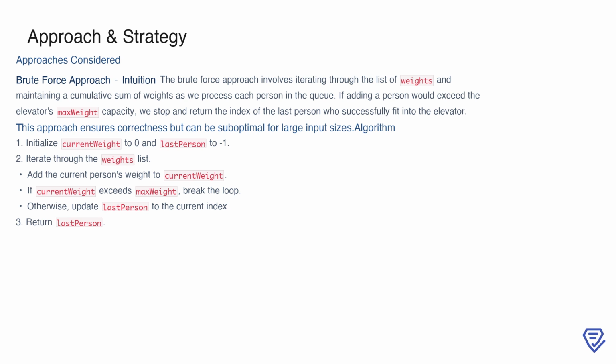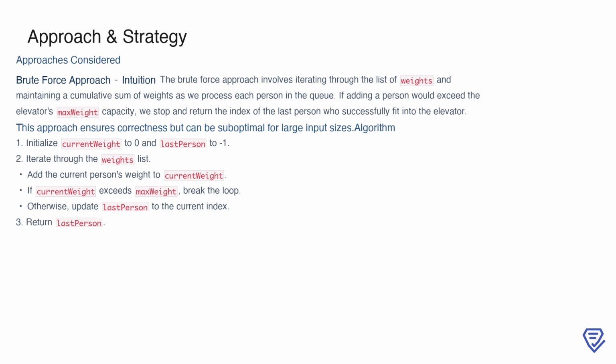The algorithm to achieve this is simple: initialize the current weight to 0 and a variable to track the last valid person as -1. Then, as we iterate through the weights, we add the current person's weight to the cumulative total. If this total surpasses the maximum allowed weight, we exit the loop. Otherwise, we update the last person to the current index. Finally, we return the index of the last valid person.